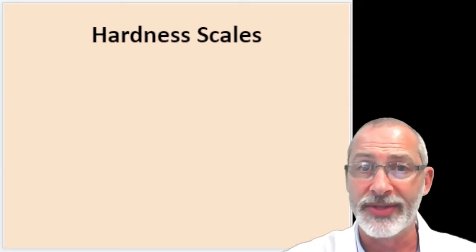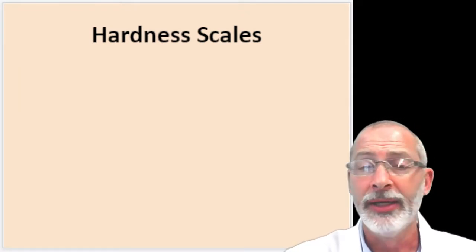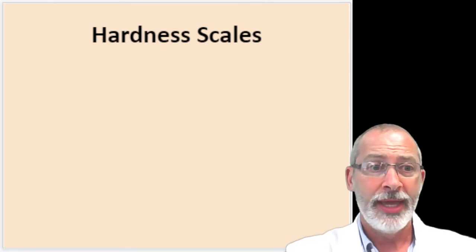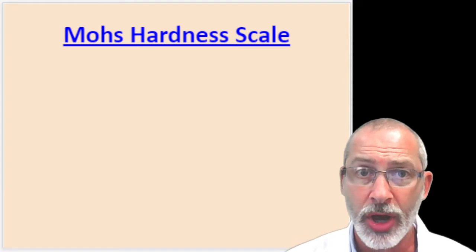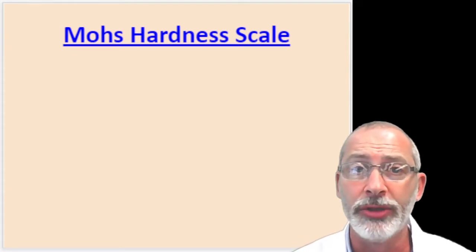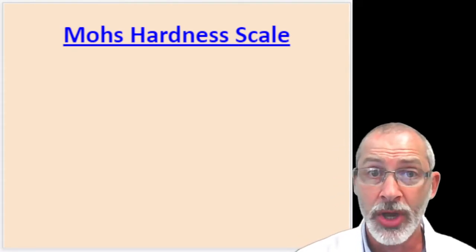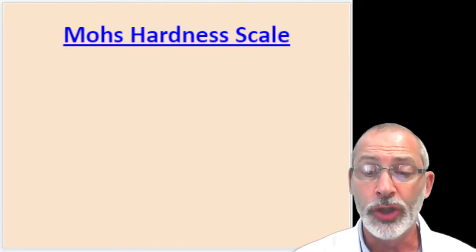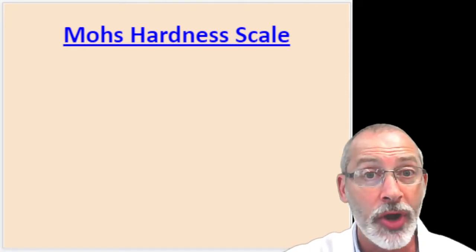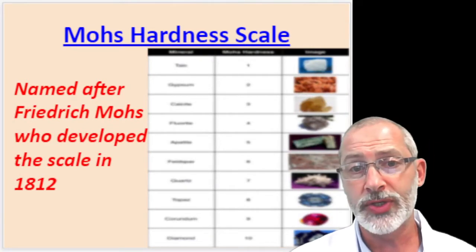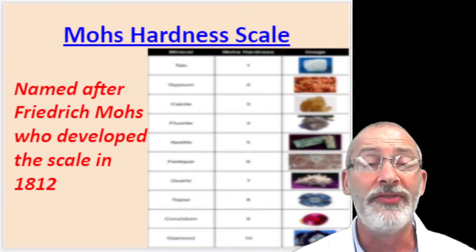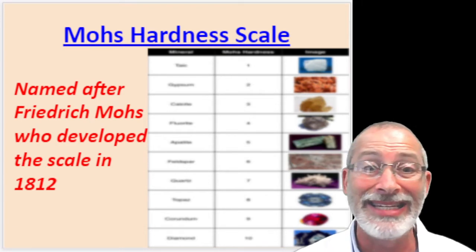Okay, so we're going to pick it up here today with hardness scales, and we're going to be talking about two hardness scales at the beginning of the period here. And the first one is called Mohs hardness scale, and you'll watch a little video about Mohs hardness scale, and you will discover that Mohs hardness scale is named after Friedrich Mohs, a scientist who developed the scale in 1812.